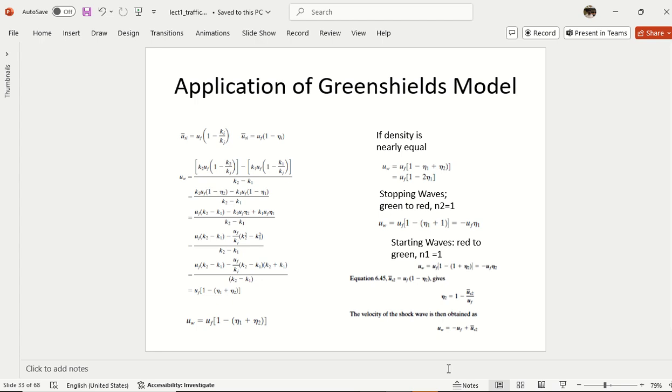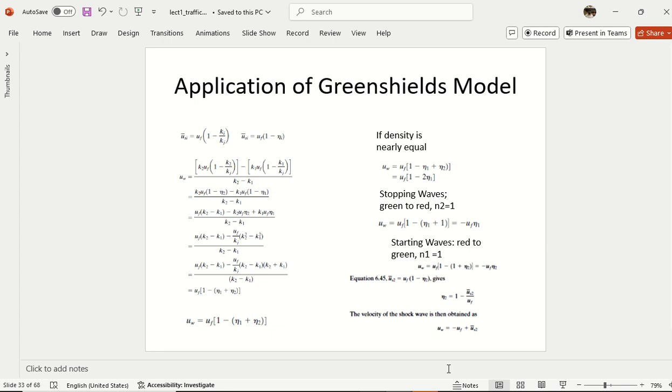So in the linear equation we had, I took Uf as a constant outside, common. In the bracket we have this ratio, which is represented with eta. What is eta? K upon Kj, where K is any density and Kj is the jam density. Clear?